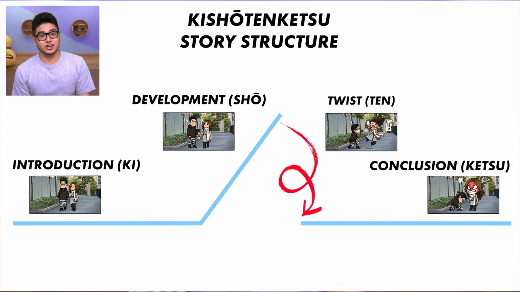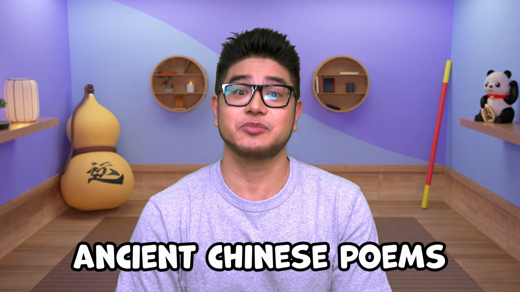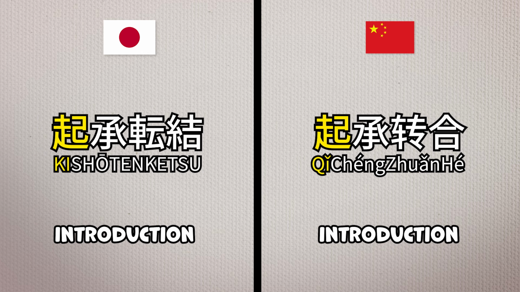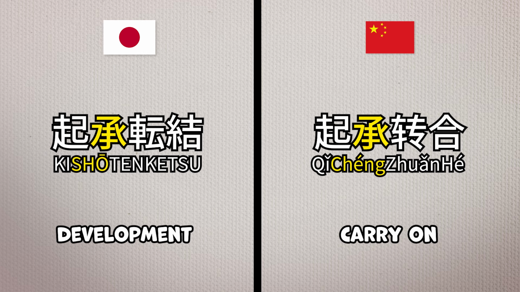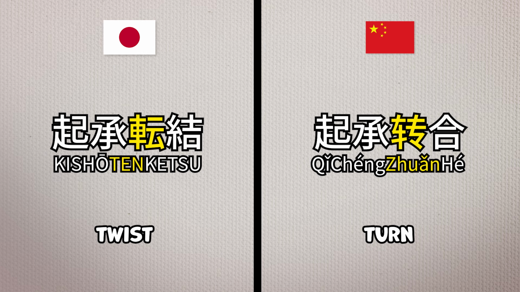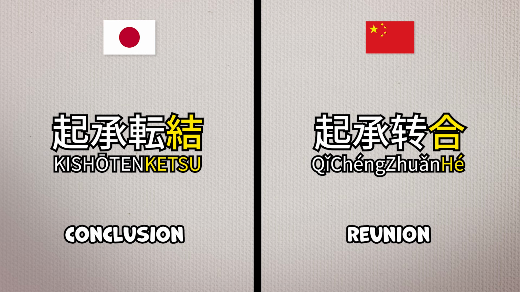This narrative structure in 4 parts, Kishōtenketsu, is directly inspired by the structure of ancient Chinese poems called 起承转合. 起, same character, same meaning, just a different pronunciation in Chinese. The same for 承, it means carry on, so it's the development. 转 means turn. There's a change, a twist. And 合 means reunion, assembling everything back together. Conclusion. Oh! Wait, what? Let me explain.